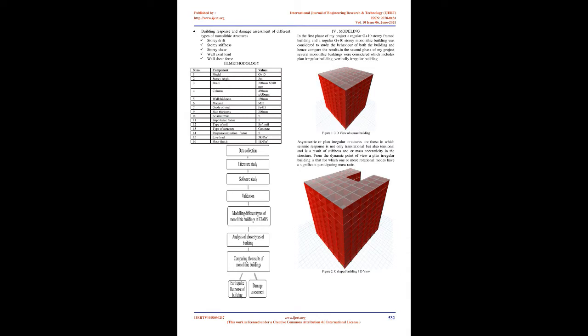Asymmetric or plan irregular structures are those in which the seismic response is not only translational but also torsional, and is a result of stiffness and/or mass eccentricity in the structure. From the dynamic point of view, a plan irregular building is one for which one or more rotational modes have a significant participating mass ratio. Figure 2: C-shaped building, 3D view.